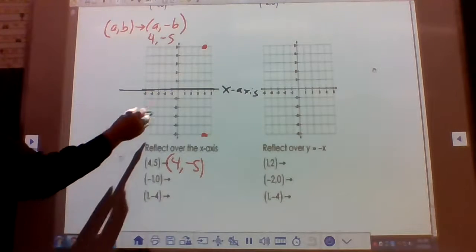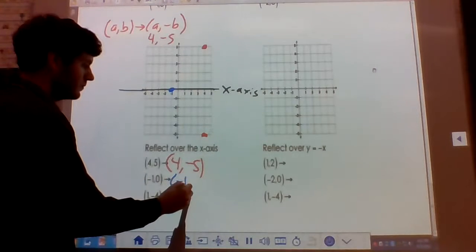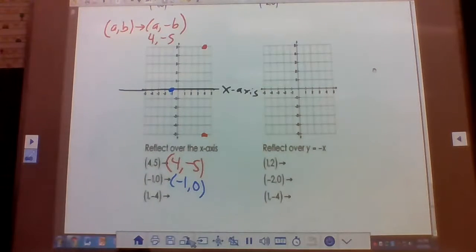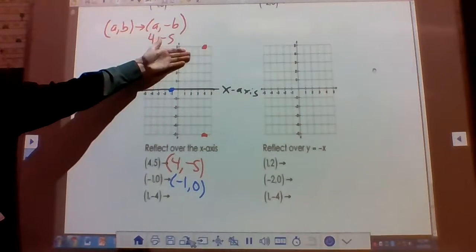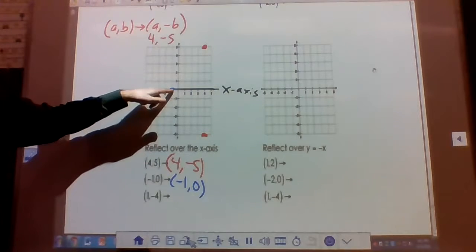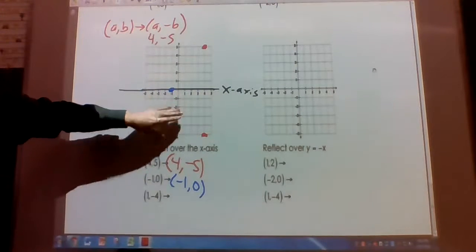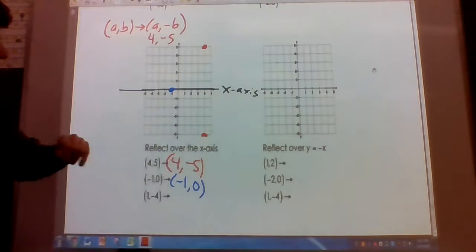Okay, next point is negative 1, 0. That's on the line, so it's going to stay negative 1, 0. Again, if we imagine folding this over, all the points on the top should match up with the points on the bottom. So negative 1, 0 is on the crease. So when you fold it over, it's going to stay on the crease of the fold. So it's not moving, it's staying the same.